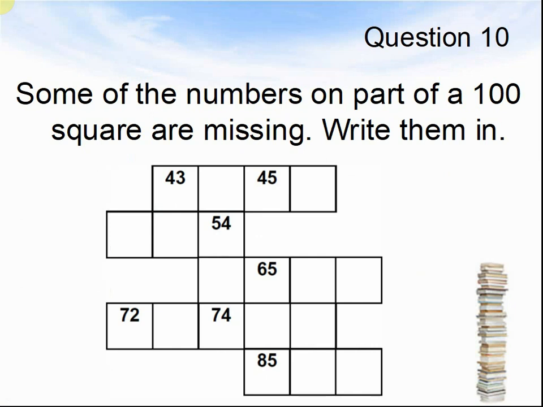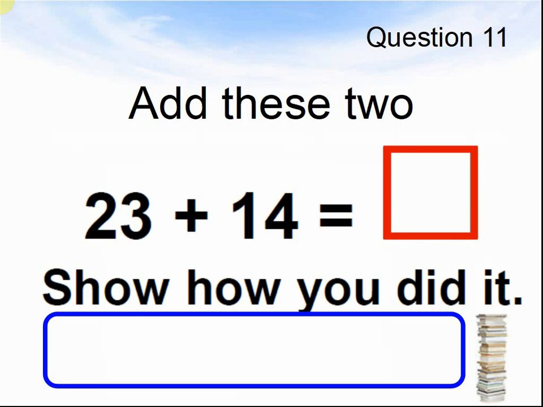Here comes question 11. Question 11. Add these 2 numbers together. 23 plus 14 equals what? And show how you did it. What was the method you used? Pause the video until you are ready for question 12.